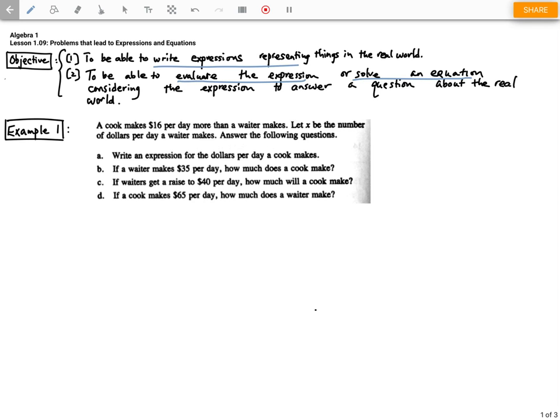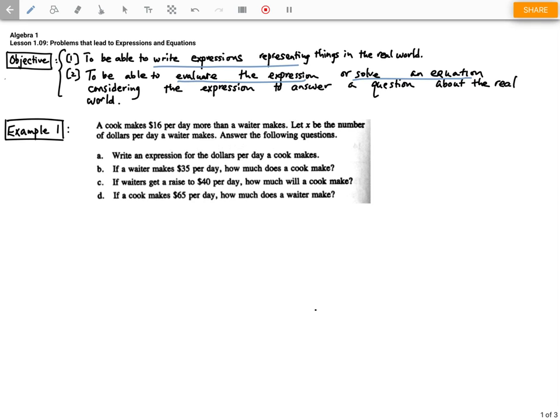So let's look at two examples to practice. Example number 1. A cook makes $16 a day more than a waiter makes. Let X be the number of dollars per day a waiter makes and answer the following questions. A. Write an expression for the dollars per day a cook makes.